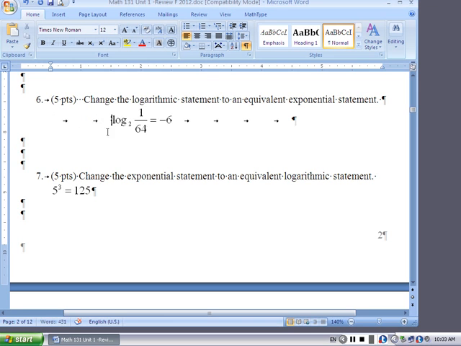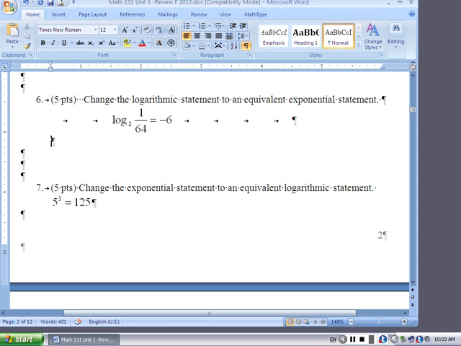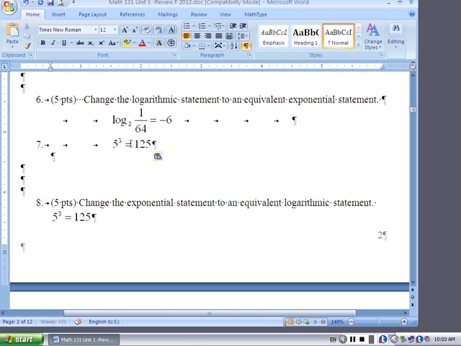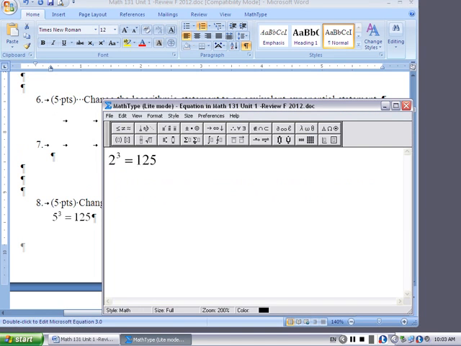2. 2 is the base. So it means what? 2 to the power negative 6 is 1 over 64. The output of log gives us the exponent. So the exponential expression is very good. So write it down. You say 2 to the power, what? Negative 6 equals 1 over 64. Thank you. Wonderful.